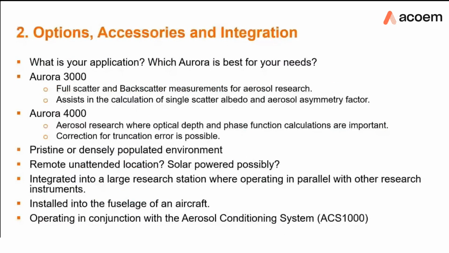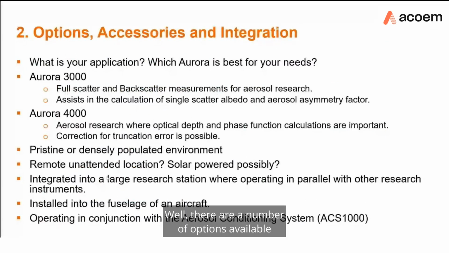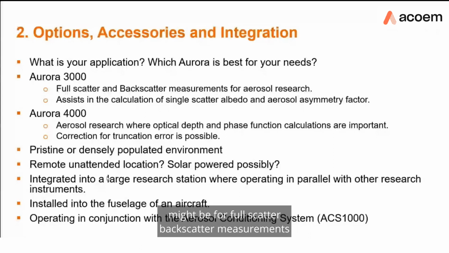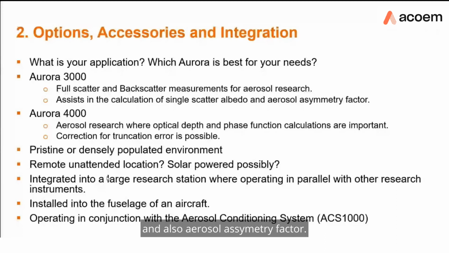Thanks, Grant. Well, there are a number of options available for the Aurora Nephelometer, but when you're deciding to purchase a nephelometer, you need to decide, well, what is your application? So for the Aurora 3000, your application might be for full scatter and backscatter measurements for aerosol research, or you might need data to assist in the calculation of a single scatter albedo and also aerosol symmetry factor.